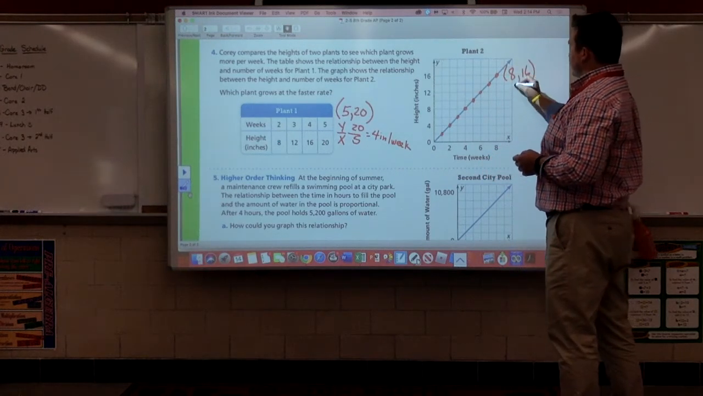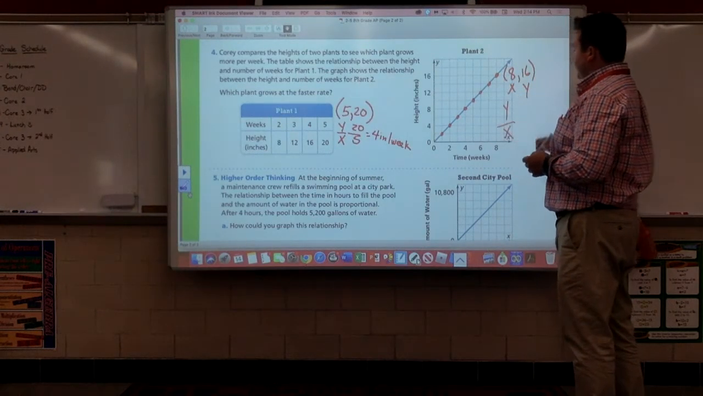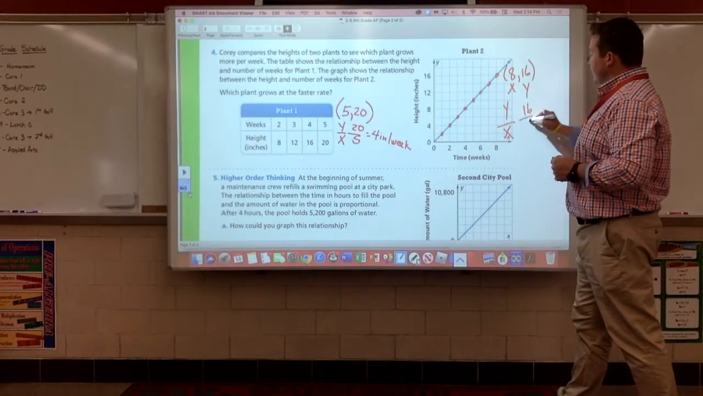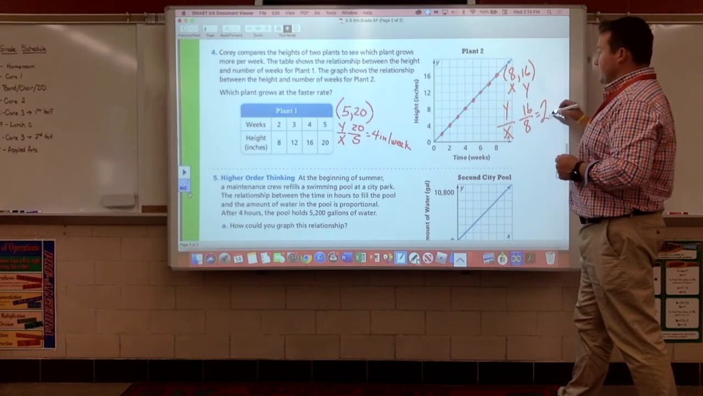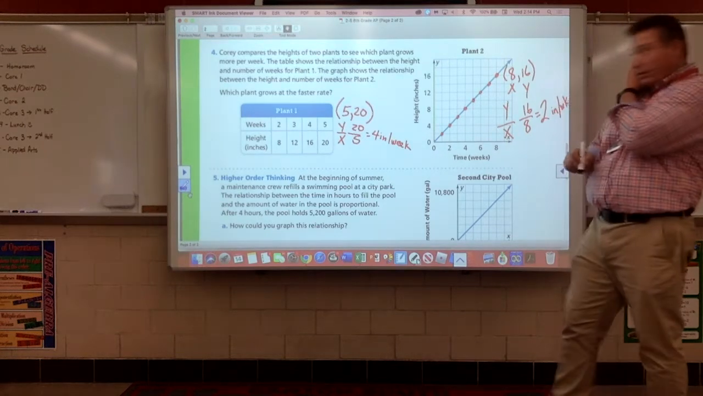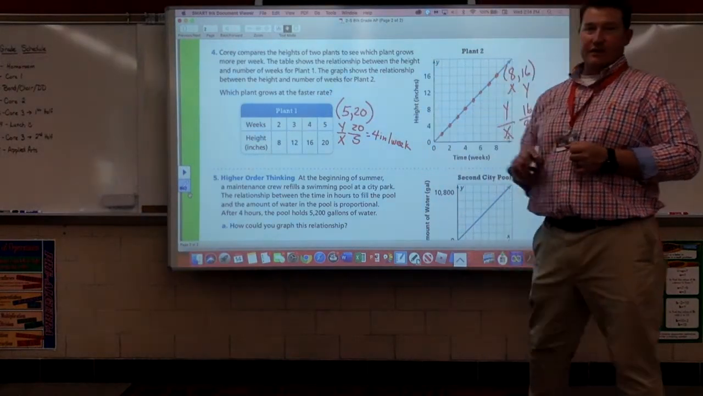Again, here's my x, here's my y. Y divided by x. Why? Because we'll get the unit rate. 16 over 8. This one is 2 inches per week. Okay? So which plant grows at a faster rate? Definitely plant number 1.